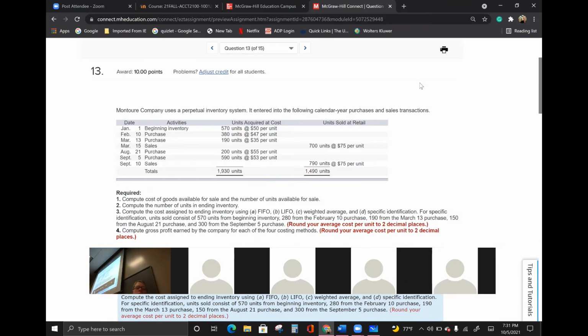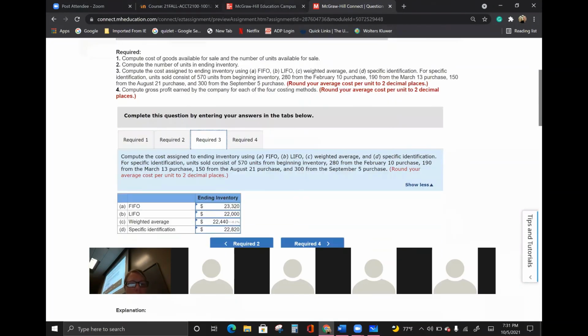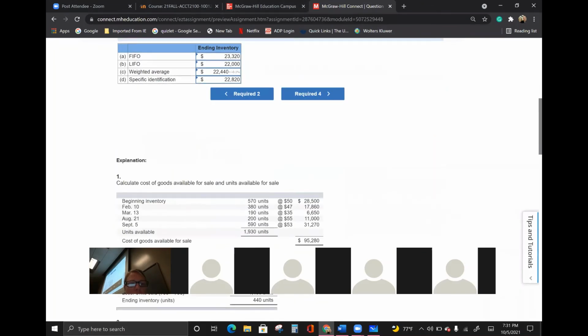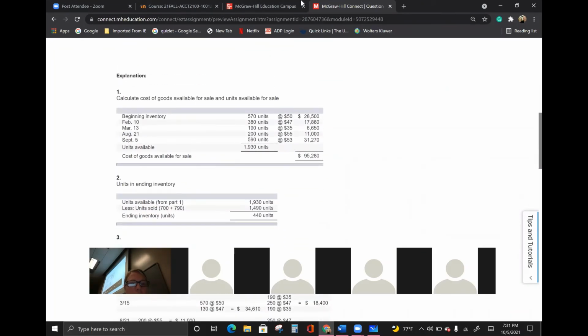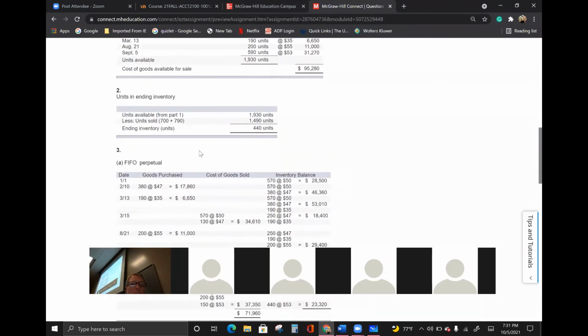Right on here. I think it lets me write. It's a little bit funky, but let me just see. Oh, it's got it right here. Okay, so we're doing the FIFO perpetual.